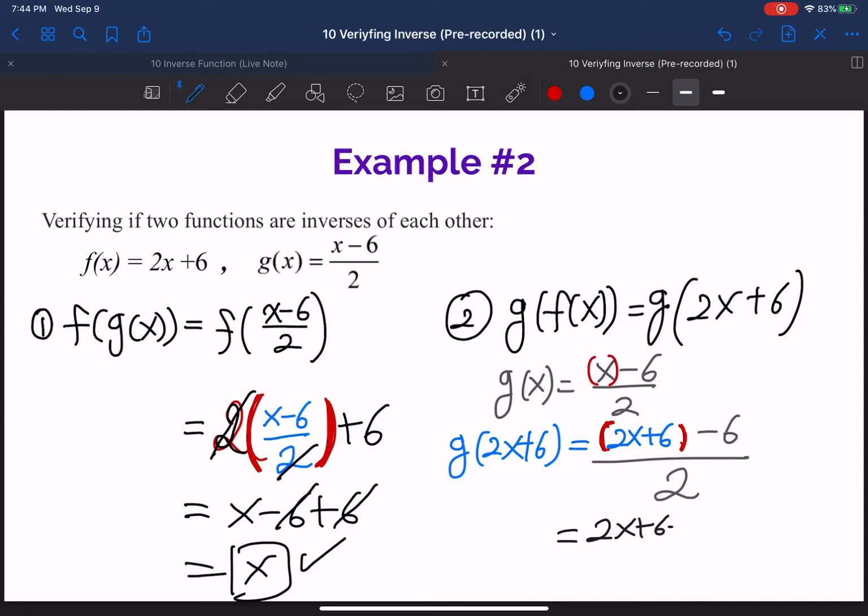2x plus 6 minus 6, all over 2. The 6 cancels. You have 2x over 2. The 2 cancels, and all you have left is x. So those two are x. Therefore, the two functions are inverses of each other. If you get a different number, if you get something else, then they are not inverses of each other.